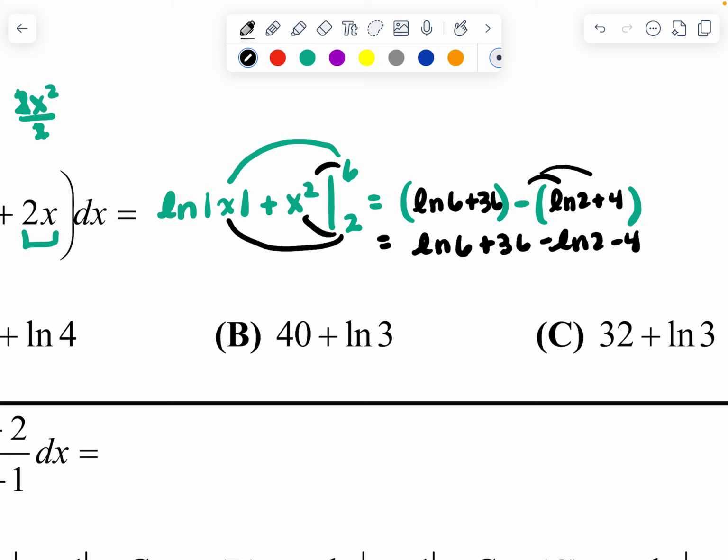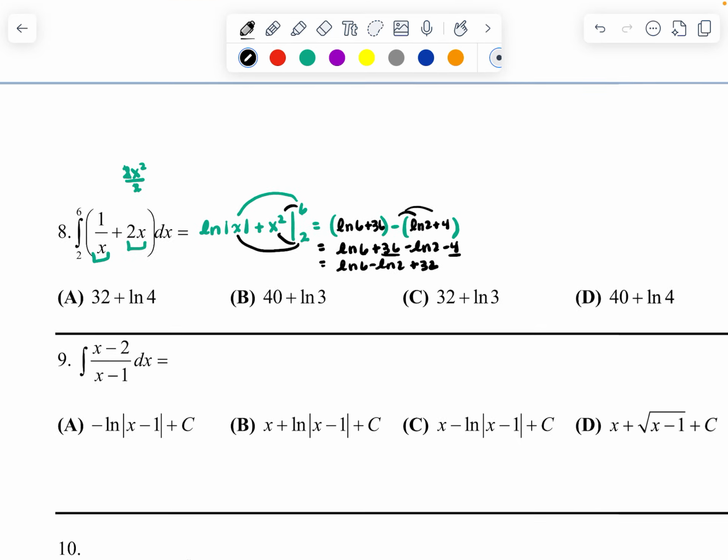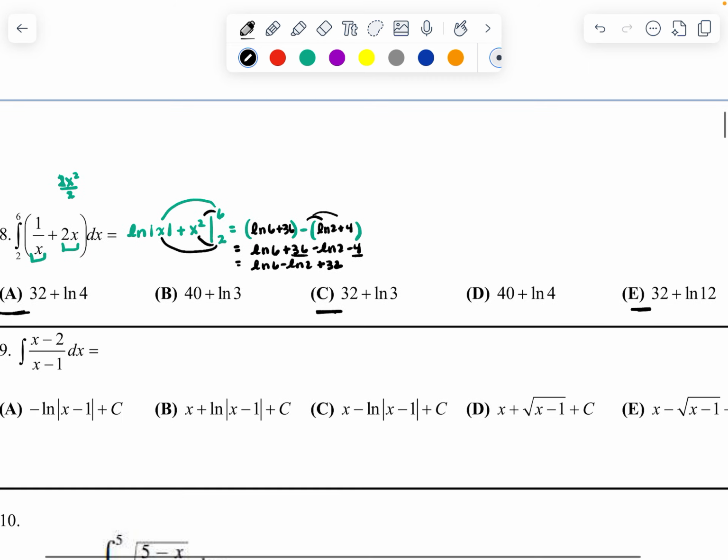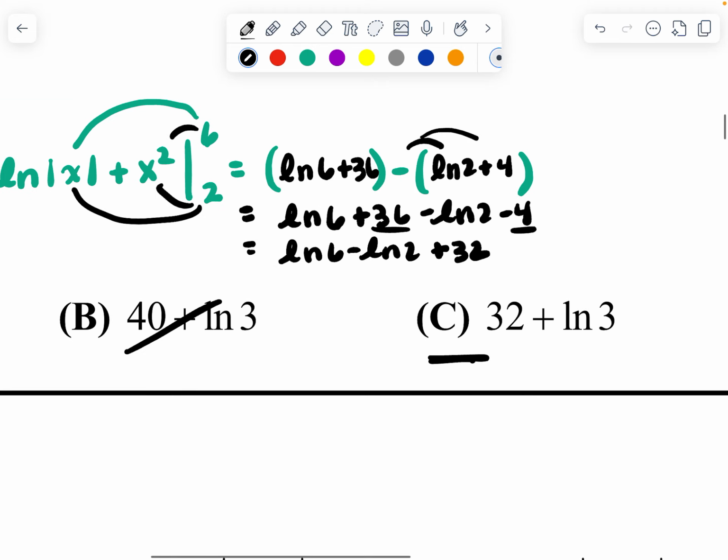If I combine some like terms, I have the ln of 6 minus the ln of 2. And then 36 minus 4 is 32, so plus 32. Now, here's where this might get you. I know that I have a 32 in my answer, so it looks like it's going to be A, C, or E. So it's not going to be D or B. So they did something with these ln's to combine them.